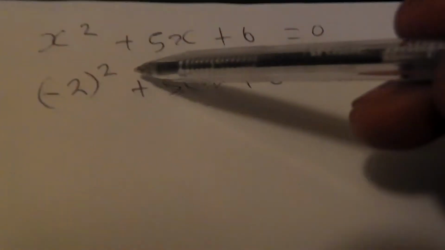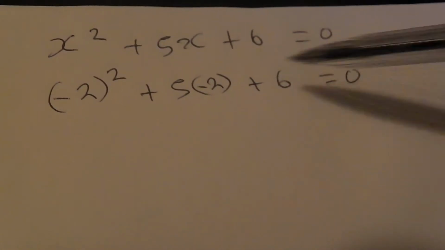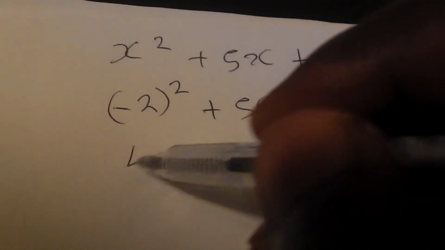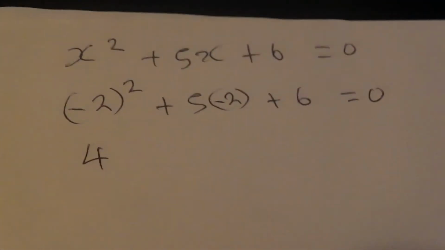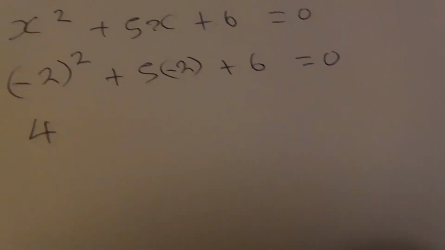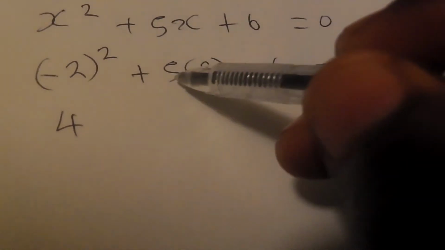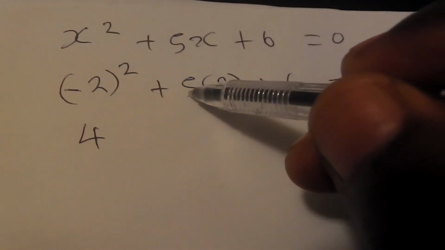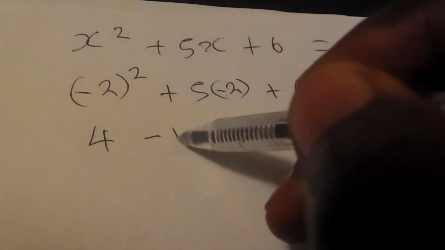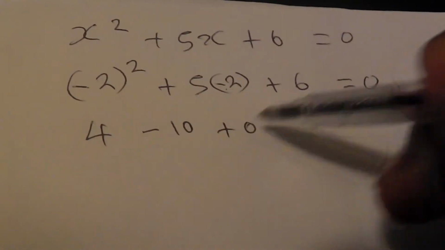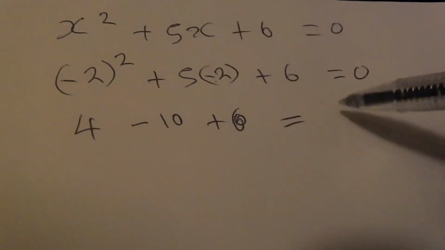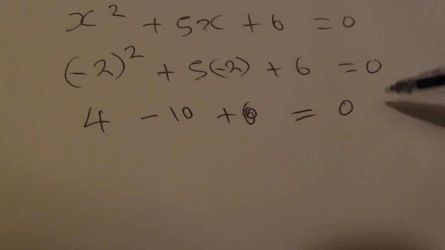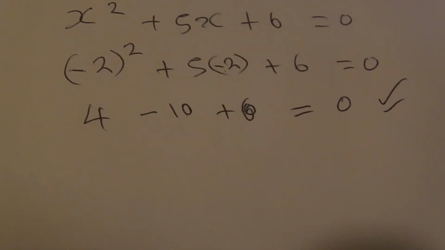Okay, so it means if everything here becomes 0, it means now our solution is correct. So -2 times -2, this will give us 4. Here we are multiplying a negative number and a negative number, so our answer will be positive. And then here we've got 5 times -2. Here we are multiplying a negative number times a positive number, so our answer will be negative. So here we've got -10 and then plus 6. This should be equal to 0. So you can see that here we've got 4 minus 10 plus 6, so it means this is equal to 0. So our solution -2 is correct.